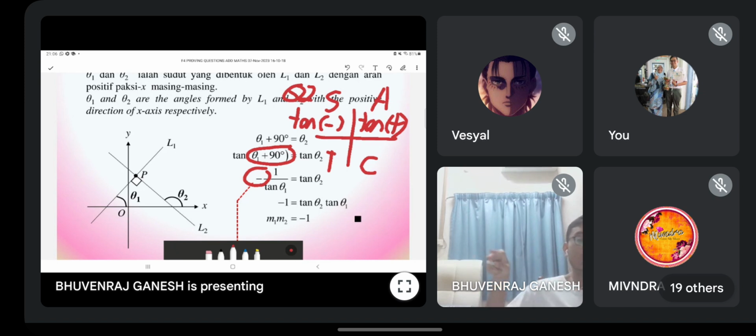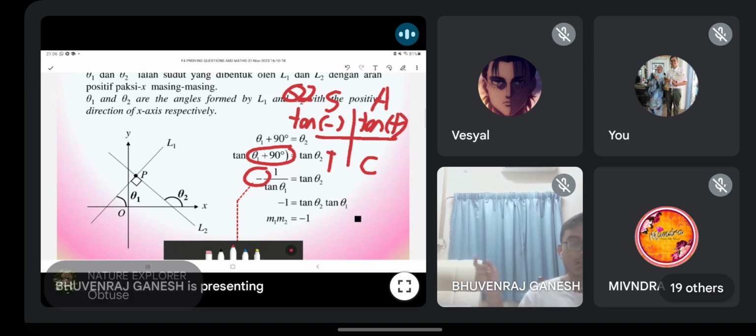Anyone? Q2. Is it acute angle, reflex angle, or obtuse? Try to recall and see. Yes, obtuse. Okay, sudut cakar. So sudut cakar, what is the range, guys? 90 to 180. Am I right? Obtuse angle is 90 to 180.